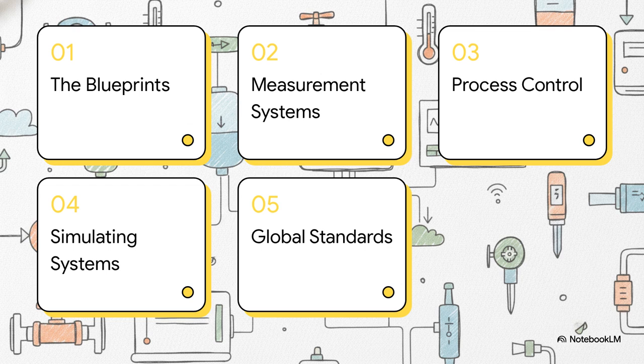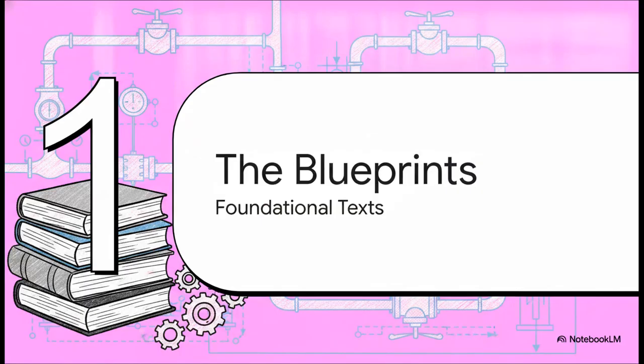So, here is our roadmap for the explainer today. We're going to cover 1. The blueprints of instrumentation. 2. Fundamentals of measurement systems. 3. Mastering process control. 4. Simulating the systems. And finally, 5. Global standards and calibration. All right, let's kick things off with Section 1, the blueprints of instrumentation.